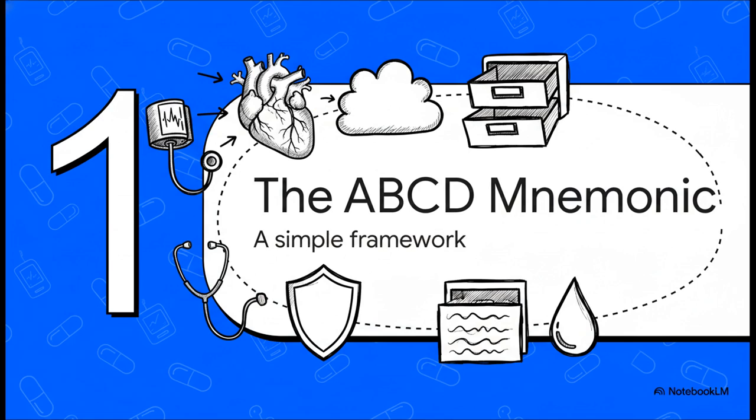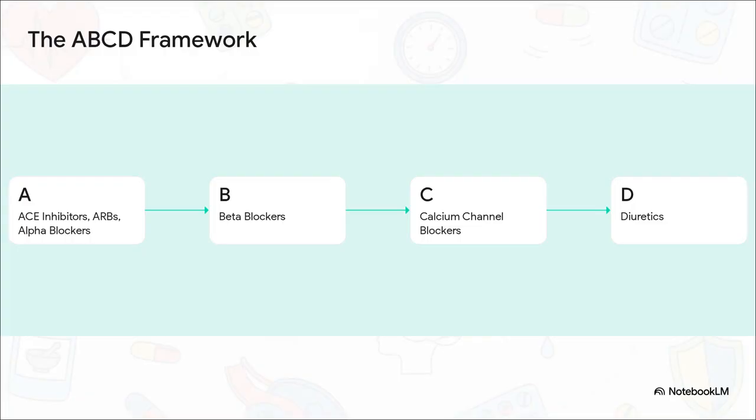Okay, the absolute core of our system today is this super simple mnemonic, A, B, C, D. Seriously, think of this as your new mental filing cabinet for all the main classes of antihypertensives. And it is beautifully straightforward. A stands for 3 classes: ACE inhibitors, ARBs, and alpha blockers. B is easy, that's for beta blockers. C is for calcium channel blockers, and D is for diuretics. Just getting this one framework down builds such a solid foundation.